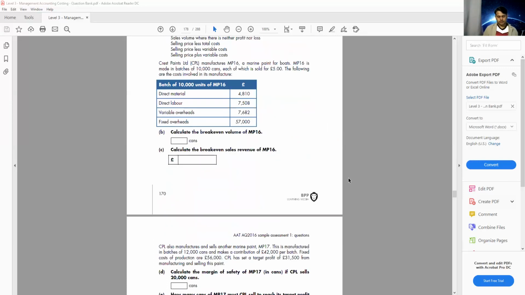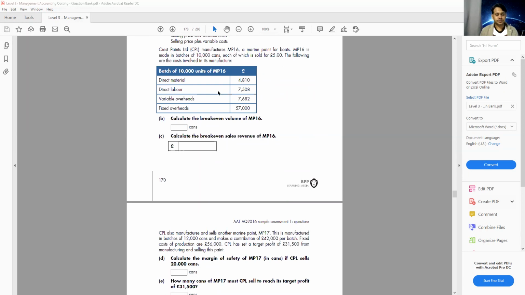All right, let's do this question. Let's read the question. TPL manufactures MP16, a product, whatever it is, a marine paint for boats, okay, that's fine. MP16 is made in batches of 10,000 cans. At the same time, they make 10,000 cans, each of which is sold for £5. The selling price is £5. The following are the costs involved in manufacture: direct material, direct labor, variable overhead, and fixed overhead. We have all the costs, that's absolutely fine.